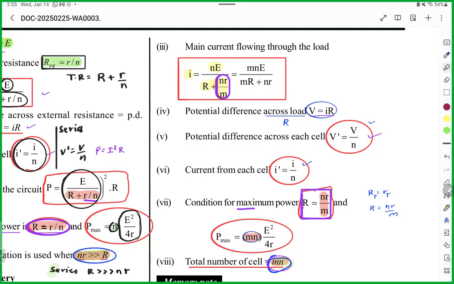How? Like if you have 5 cells in series, 1, 2, 3. Let's take 3. And in the same way you have 5 rows, each of 3 cells. So what will be the total number of cells? 15. 5 multiplied by 3. Make sense?